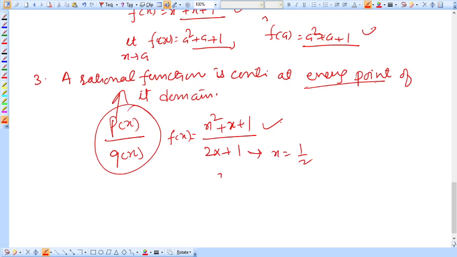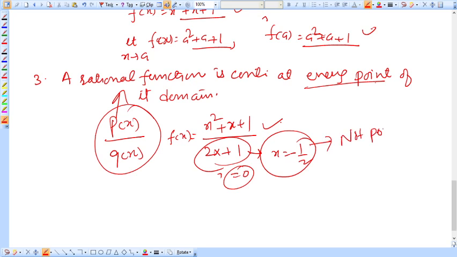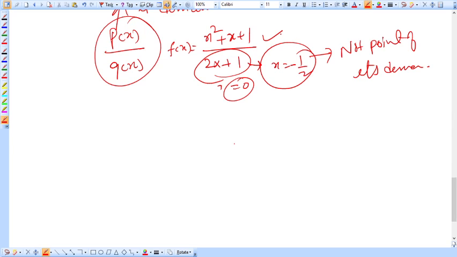is equal to minus half, because x is equal to minus half पे ये वाला डिनोमिनेटर कितना हो जाएगा? 0 हो जाएगा, but x is equal to minus half is not a point of its domain. So therefore we can say rational function is continuous. बाकी ये हर point पे continuous होगा except this point, but this is not included in the domain of this function, right? Therefore we can say rational function is continuous at every point of its domain, right? So few more examples, few more results, right?